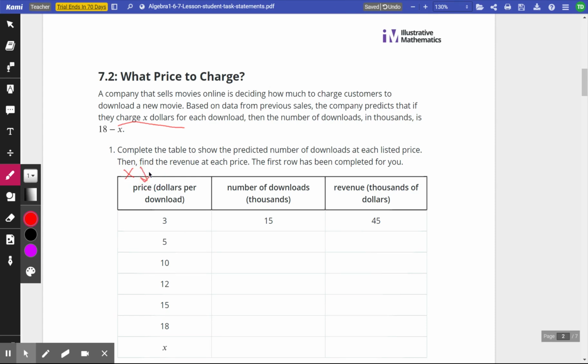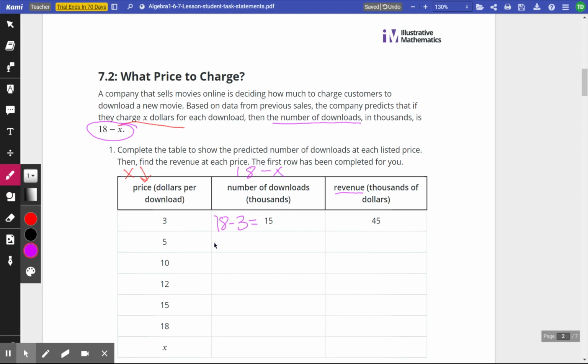Then it says number of downloads. Okay, well, I see number of downloads is this. So the number of downloads is going to be predicted by this. And then we kind of just have to figure out what the revenue is. So fill in the second column doing 18 minus X. So here they did 18 minus X where X was 3. That gives them 18 minus 3 equals 15.